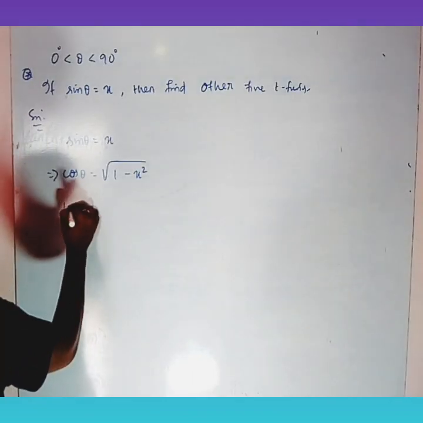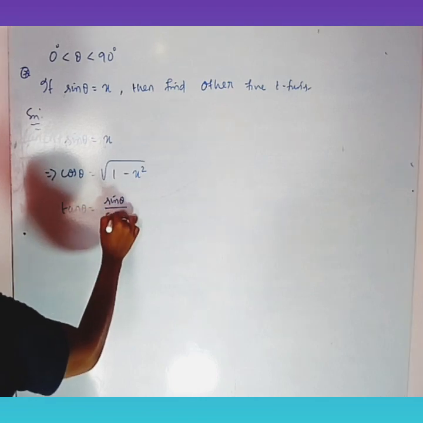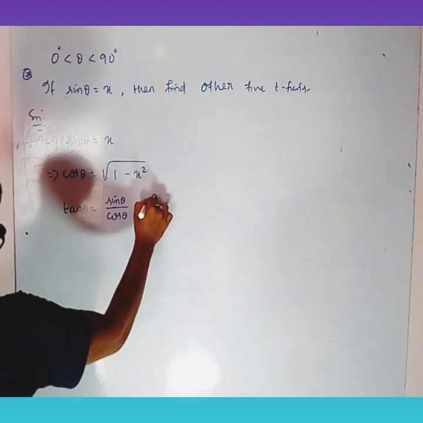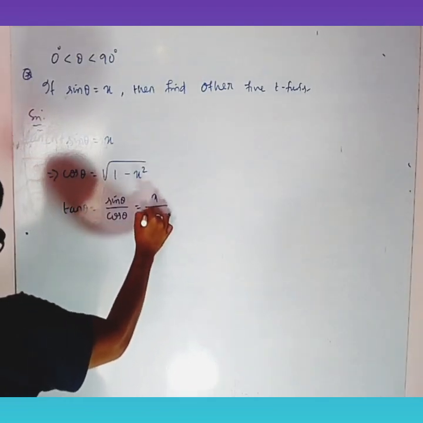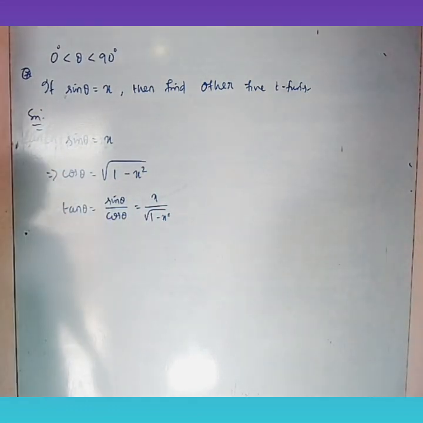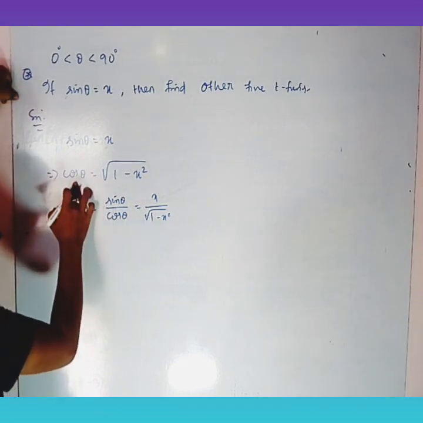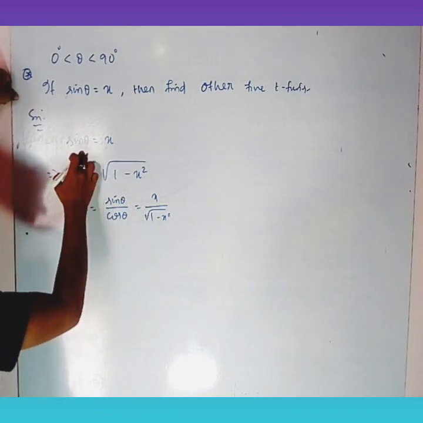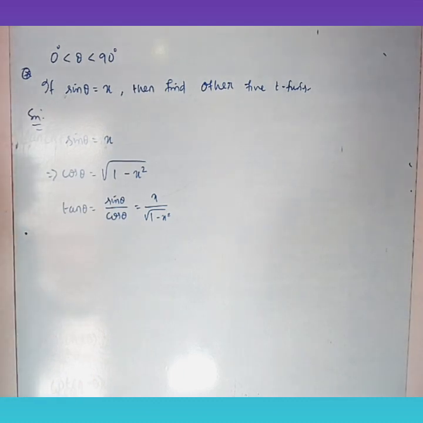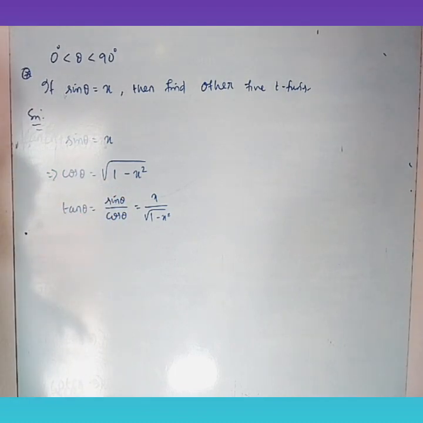Again, tan theta equal to sin theta by cos theta, which you can write x by square root of this. From this we can find cot theta, which is 1 by tan theta, sec theta 1 by cos theta, and cosec theta 1 by x. As theta is an acute angle, so we use plus square root of 1 minus x square.